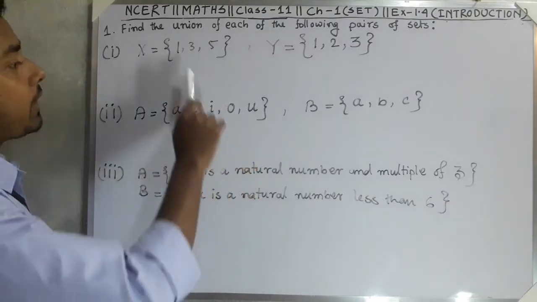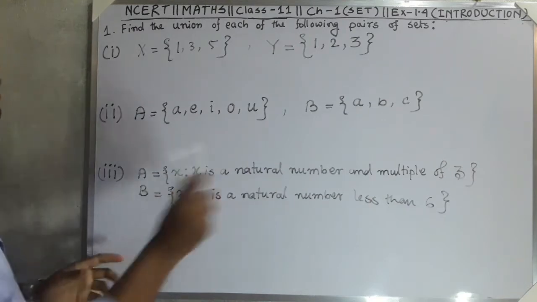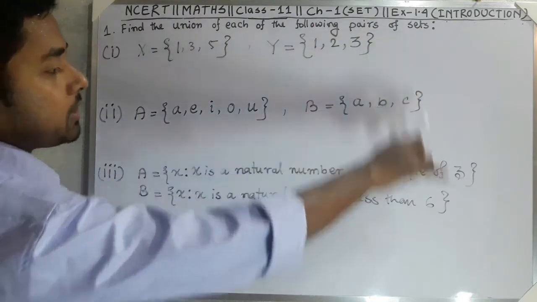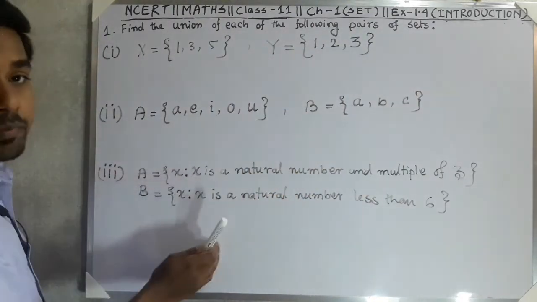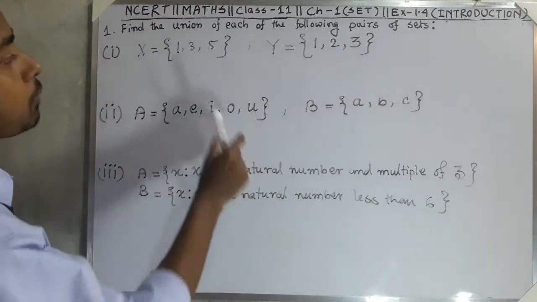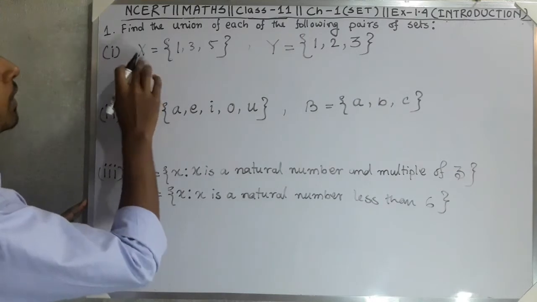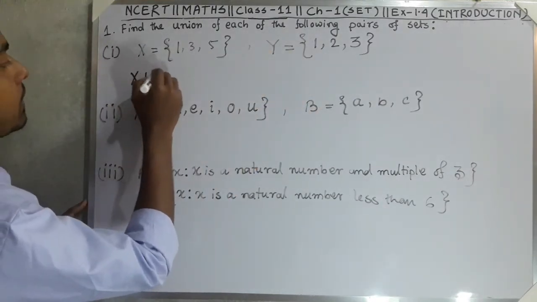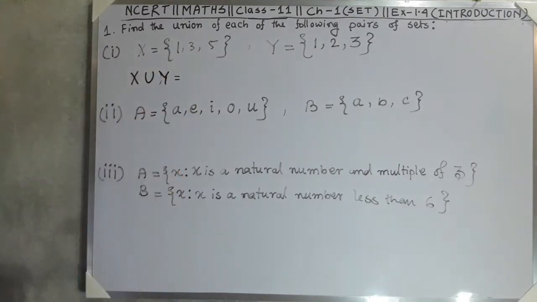Students, I have taken the first 3 questions. What do I have to do here? Find the union of each of the following pairs of sets. We are given 2 sets in each question, and we have to find the union of the 2 sets. So question number 1: X equal to this one, Y equal to this one. We will find X union Y.